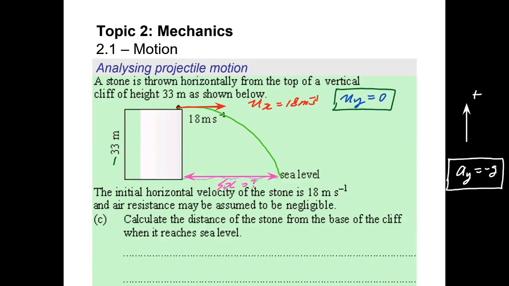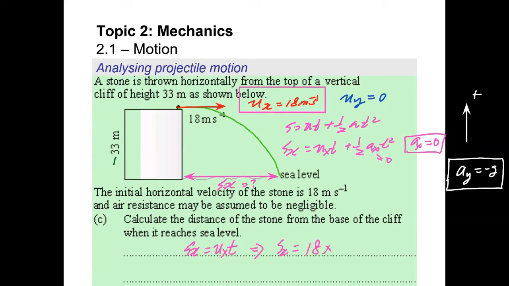Calculate the distance of the stone from the base of the cliff when it reaches sea level. The question is asking for the range. So let's write down the formula. S equals ut plus 1 over 2 at squared. Write it down, x component. Acceleration in x component equals 0. X equals uxt. So 18 times the time taken, 2.6 seconds. That gives us 47 meters.